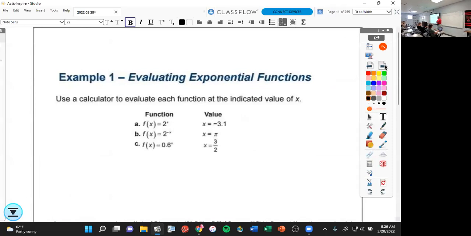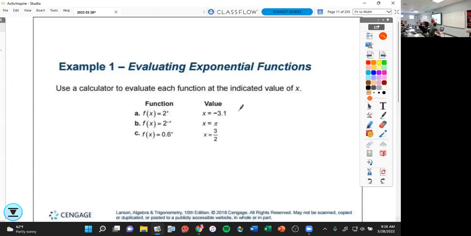Use a calculator and evaluate each of the indicated values of x. Letter A says f of x equals 2 to the x power. X is negative 3.1. What are you going to do? Using your calculator, you would type 2 caret. Okay. I'll just stop after 3 digits. Okay. So about 1.116.